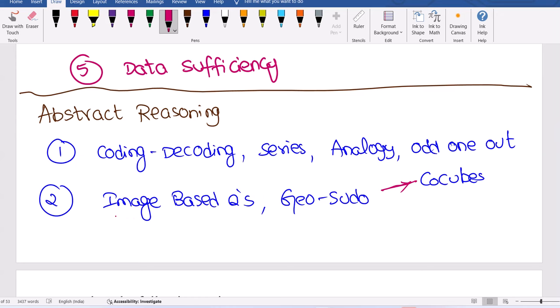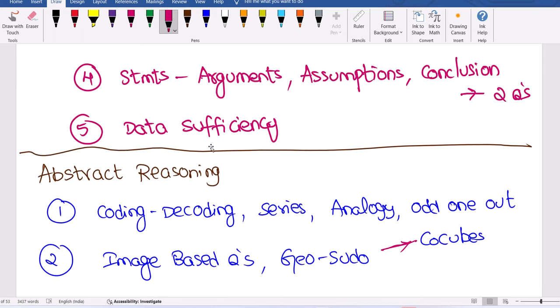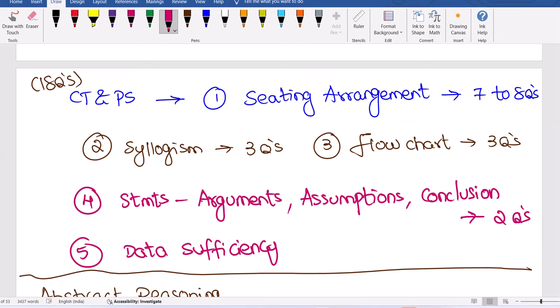So coding and decoding, series, analogy, odd one out, and image-based questions. With that you can be done with abstract reasoning related stuff. Whenever time permits, go through these topics and become a bit familiar with them, especially if you don't have any idea about them.